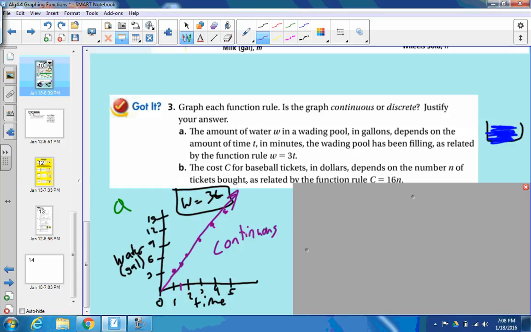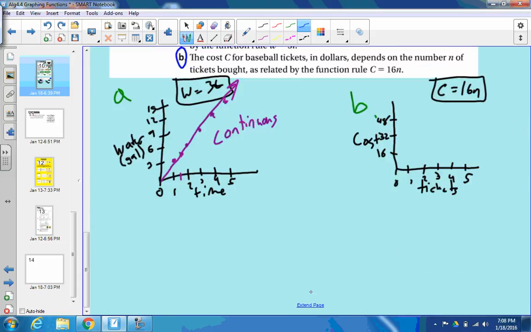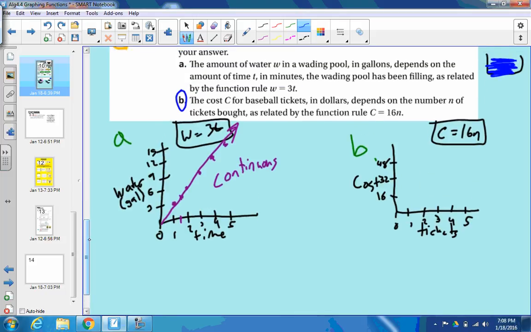Look at the second one. The cost C for baseball tickets in dollars depends on the number n of tickets bought as related by the function rule C equals 16n. So the cost, obviously, if you're going to buy tickets to a basketball game or baseball game, the more tickets you buy, the higher the cost is going to go. So let's graph that. I made this graph here with tickets on the bottom and cost on the left because cost is affected by tickets.